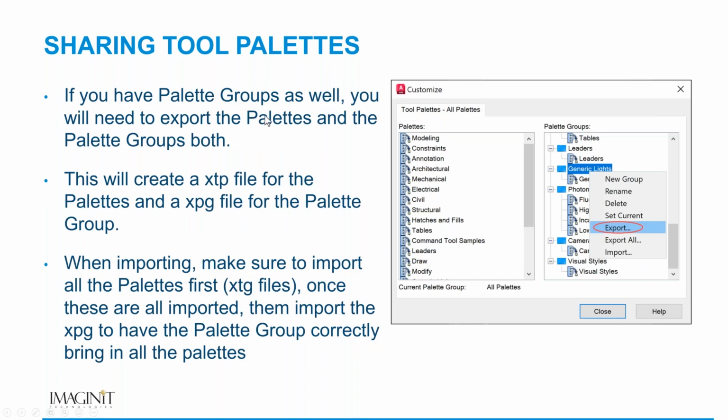Now, if you have palette groups as well, you need to export the palettes and the palette groups both. So this will create an XTP file for the palettes and an XPG for palette groups. When importing, you always want to import all the palettes first, which are the XTPs, and then once all of these are imported, then import the XPG, which is the palette group, and it will correctly find all the palettes here and create that group.